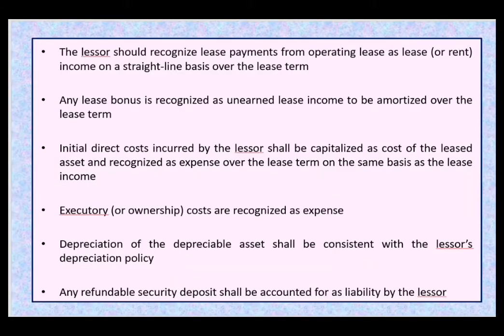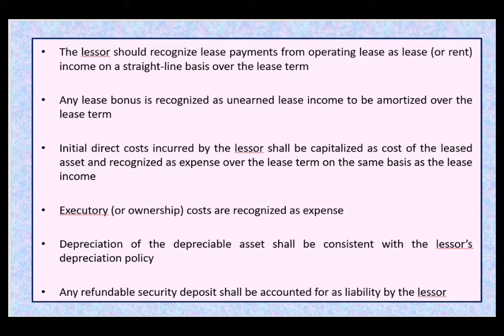So moving forward, the lessor also should recognize lease payments from an operating lease as lease or rent income on a straight line basis over the lease term, as I mentioned before on the previous slide. And then any lease bonus is recognized as unearned lease income to be amortized over the lease term. Initial direct costs incurred by the lessor shall be capitalized as cost of the leased asset and recognized as expense over the lease term on the same basis as the lease income.